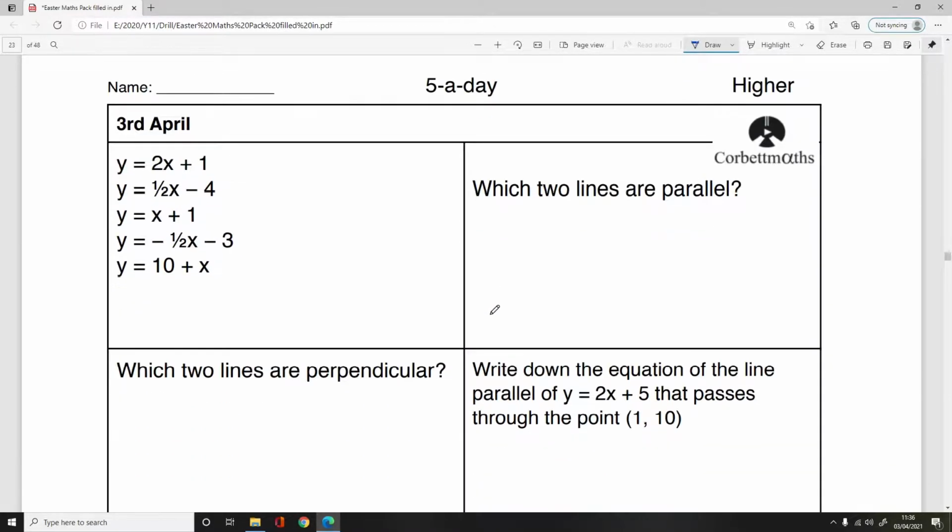Okay, onwards to grade 7. A similar question. So we've had this before, haven't we?